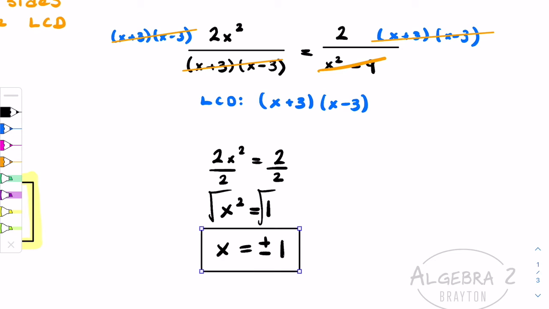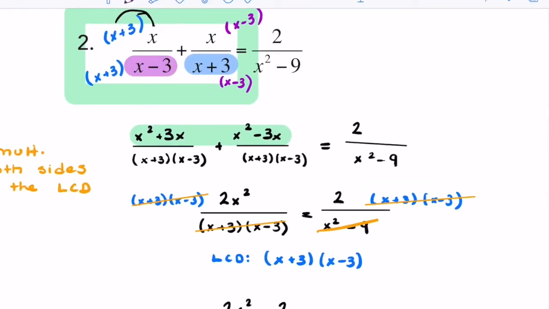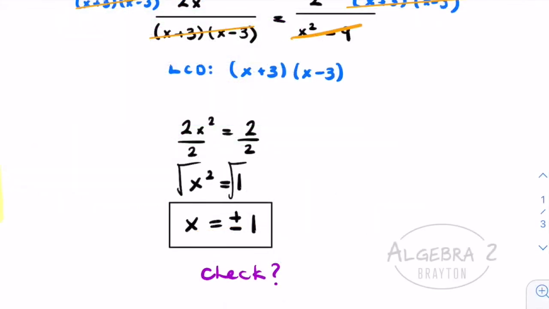Now, before I can confirm that this is my answer, I need to go back up to the original equation and check positive 1 and negative 1 in my denominators. So I have to think to myself, does positive 1 create a 0 in any of those denominators? The answer would be no. Does negative 1 create a 0 in any of these denominators? The answer would also be no. So these solutions both work, and this is your final answer for this problem.